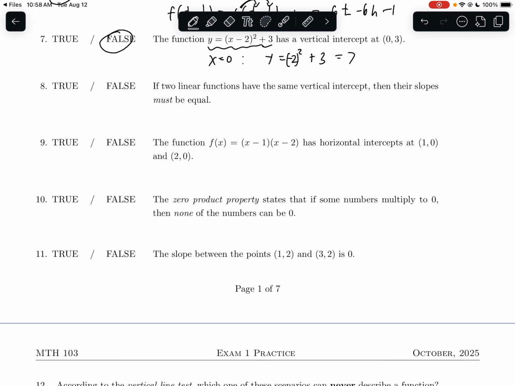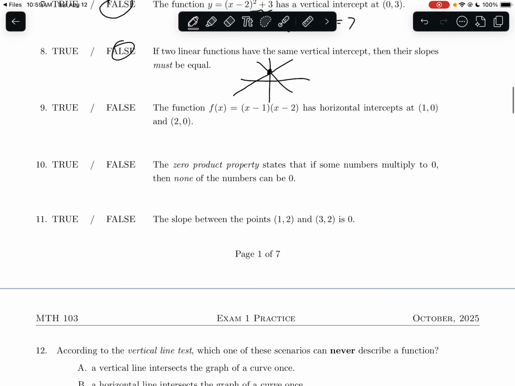Okay. If 2 linear functions have the same vertical intercept, then their slopes must be equal. That's not true. So if both functions intersect here, I can have them like this. Now, clearly these slopes are not the same. One's positive, one's negative, so the answer is false. They could be equal. It's not necessary.